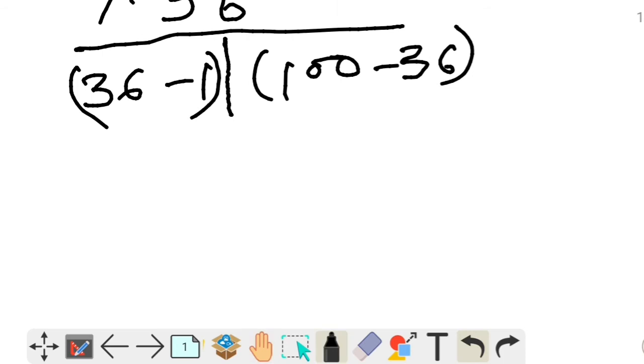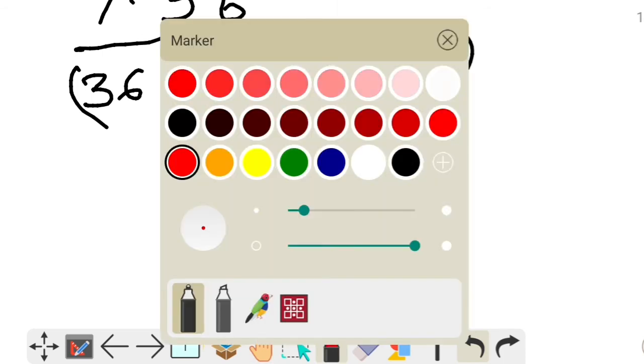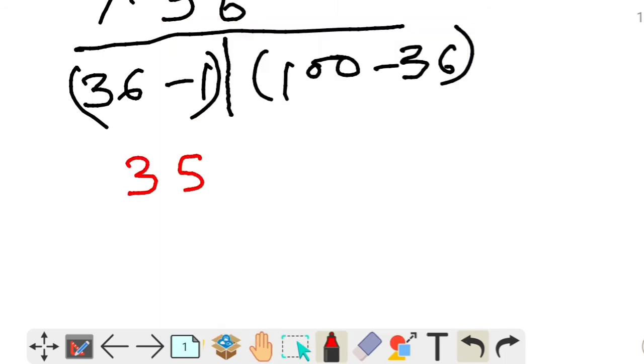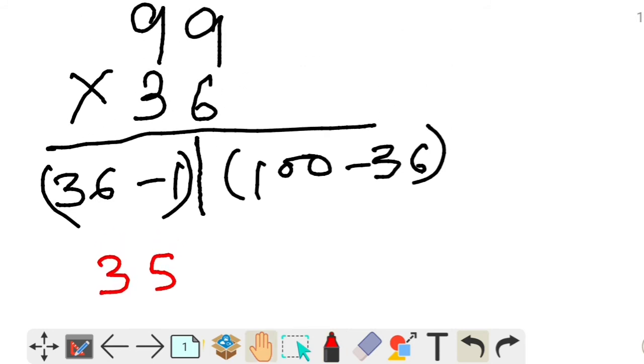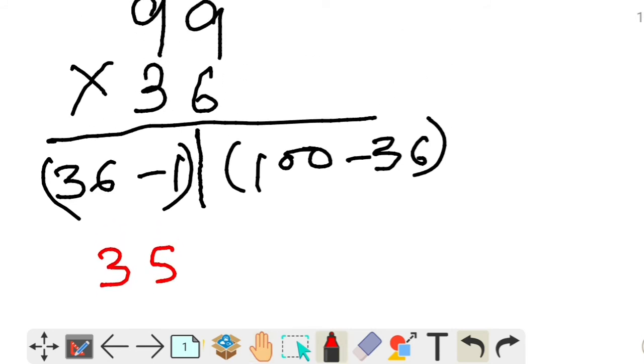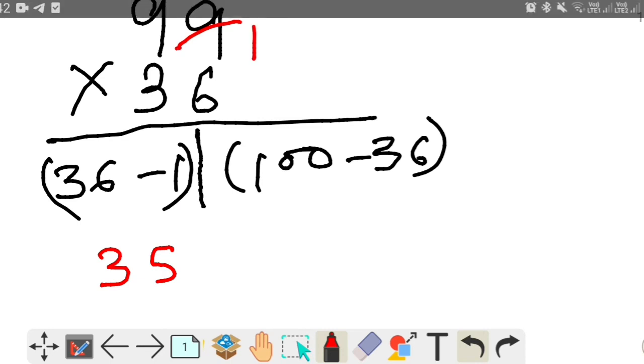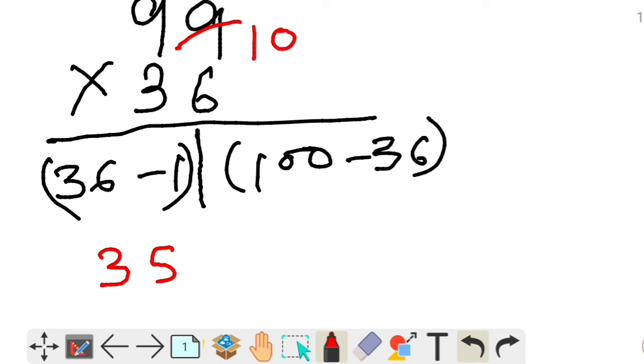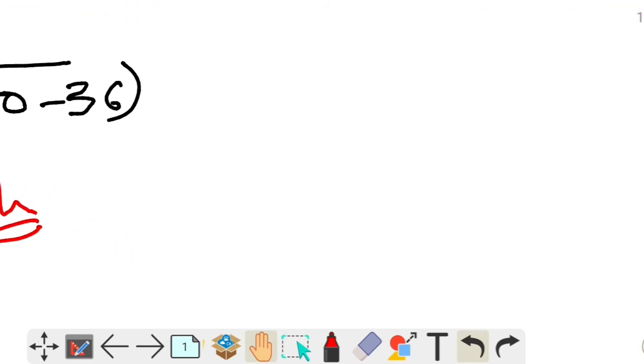36 minus 1, 35, and here what you have to do is 9 minus 6. No, here we have to take 10. So 10 minus 6 is 4 and 9 minus 3 is 6. So 3564 is your answer. Okay, moving on to the third question.